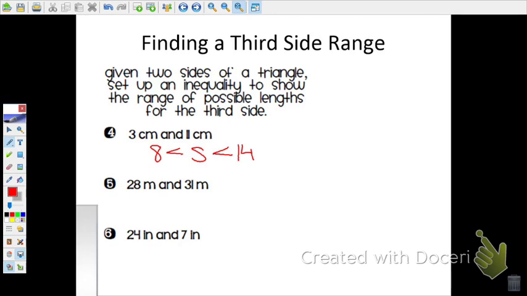So for number 5, what's going to be my low number? 3, less than the variable, less than 59. So subtract to find the little one, add to find the big one. So for number 6, little number is 17, less than the variable, less than 31. Pretty simple, right?